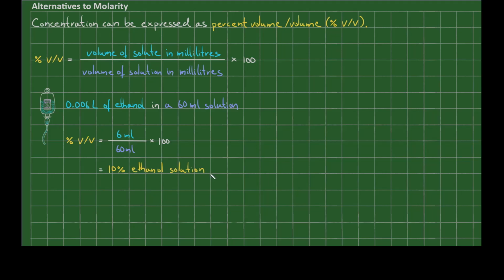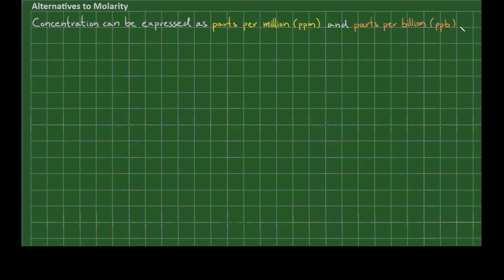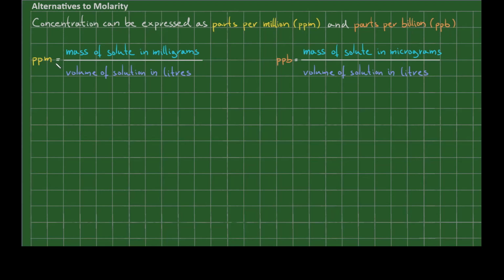These are not the only ways that we can talk about concentration. For example, in environmental science, concentration is often expressed in terms of parts per million and parts per billion. If we are talking about aqueous solutions, in other words, things dissolved in water, parts per million, or ppm, translates to mass of solute in milligrams divided by volume of solution in liters. And parts per billion, or ppb, translates to mass of solute in micrograms divided by volume of solution in liters.